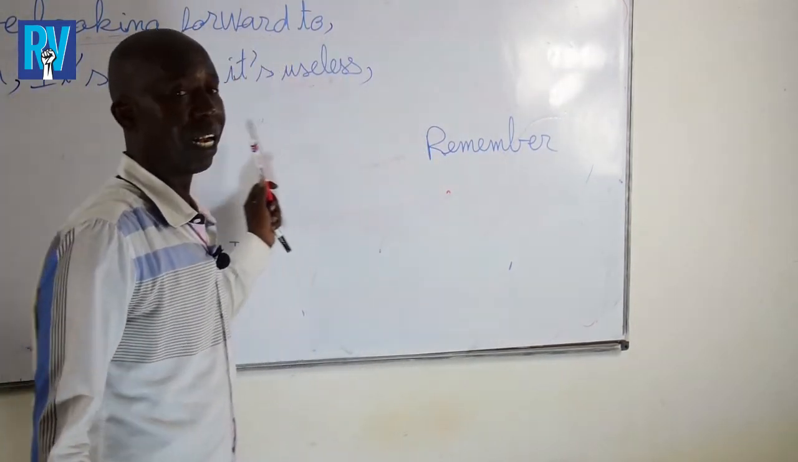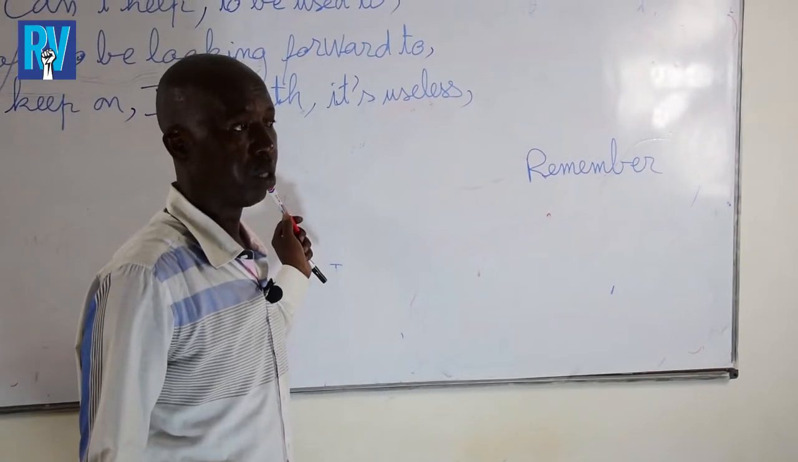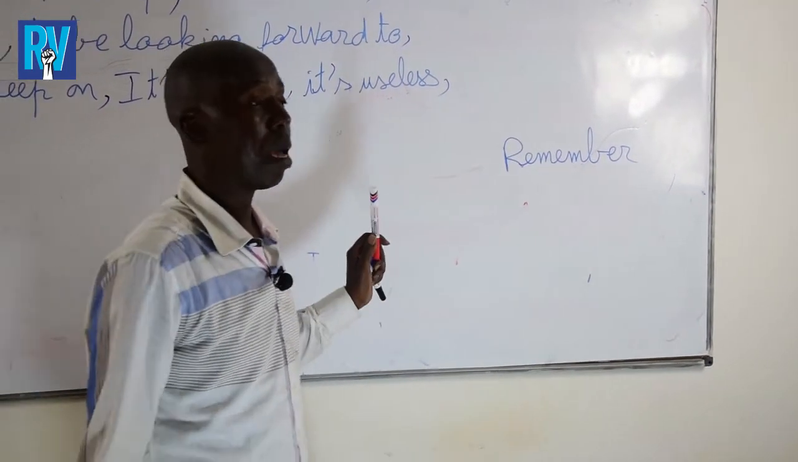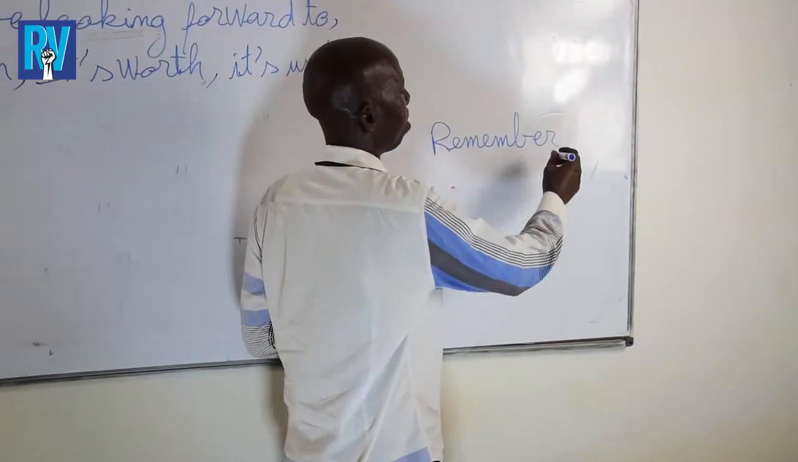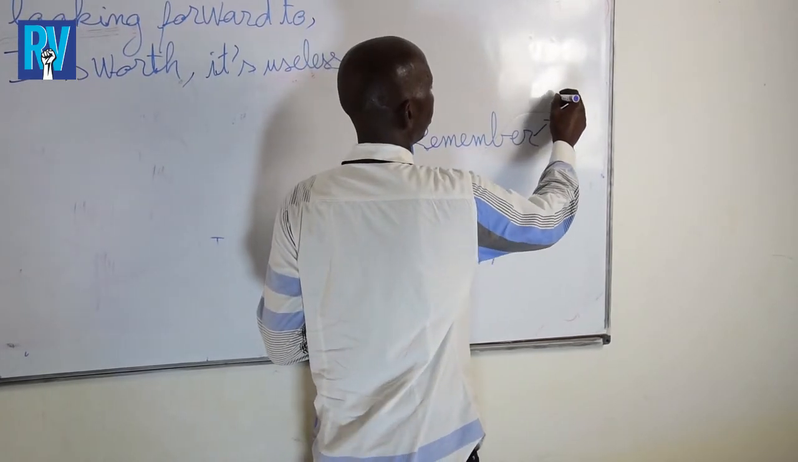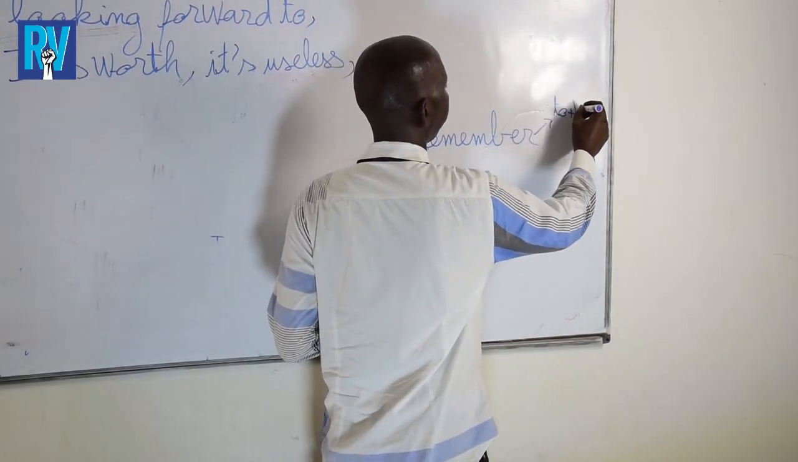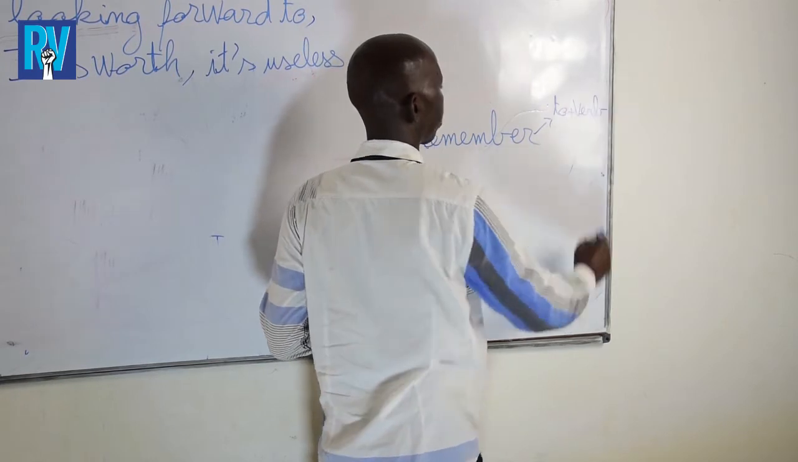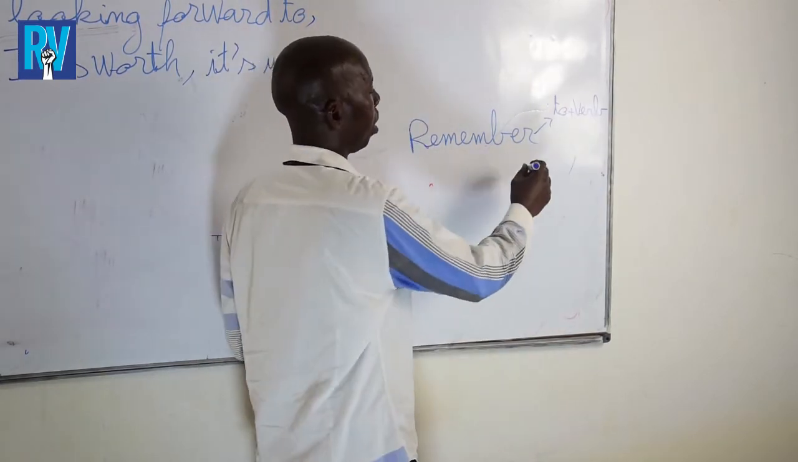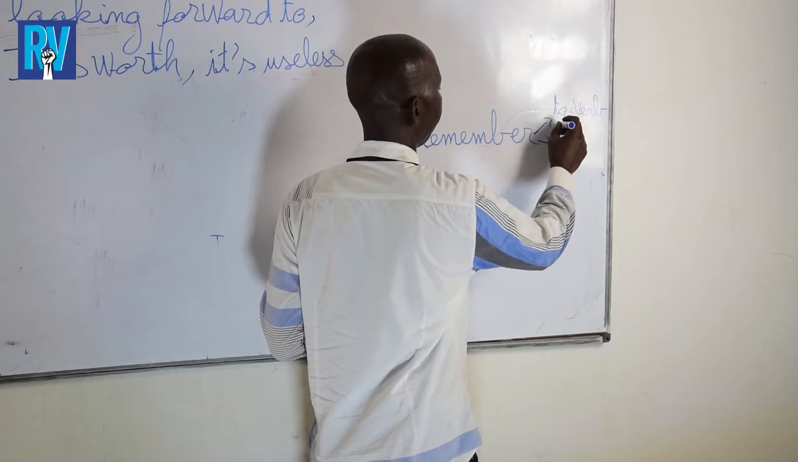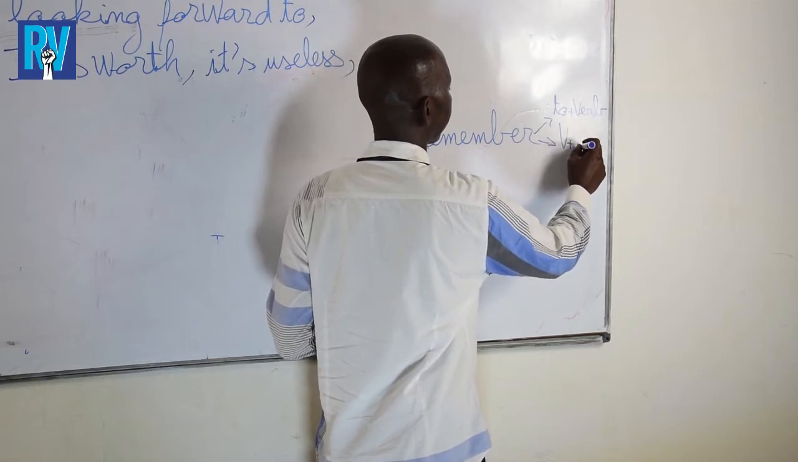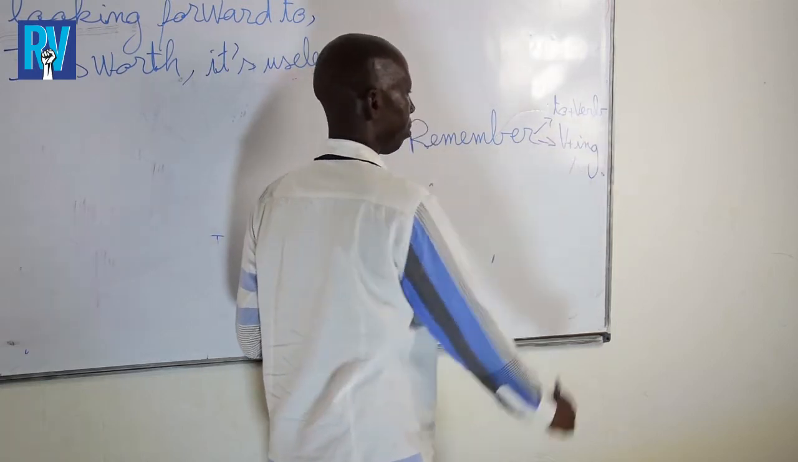Remember que je ne mets pas sur la liste. Je ne l'ai pas mis sur la liste. Why? Because remember sometimes may be followed by to plus verb, or remember may be followed by verb plus ing form.